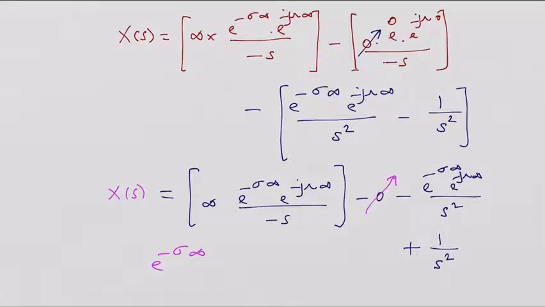Whether X(s) will exist or not will be determined only from the value of e power minus sigma into infinity. I am going to consider a situation where sigma is greater than 0. What's going to happen? Let us verify. When sigma becomes a positive number, e power minus sigma into infinity will become e power minus infinity, simply because infinity multiplied by a positive number and by minus 1 will become minus infinity. So that is equal to 0.